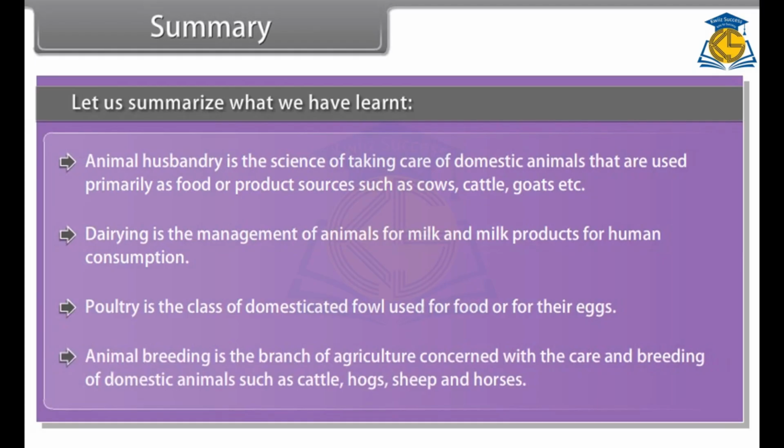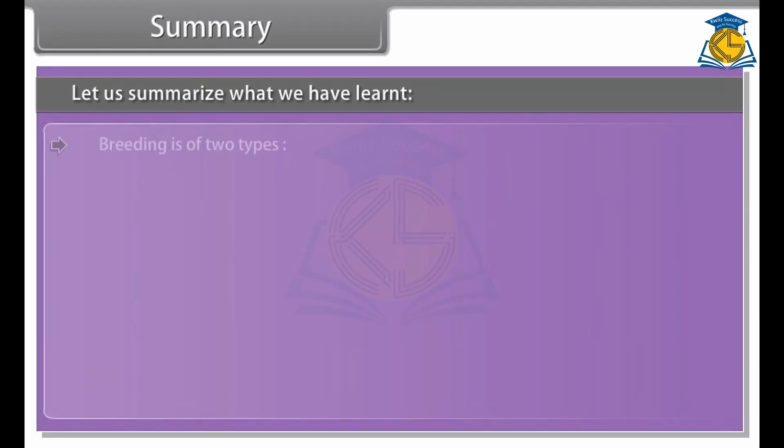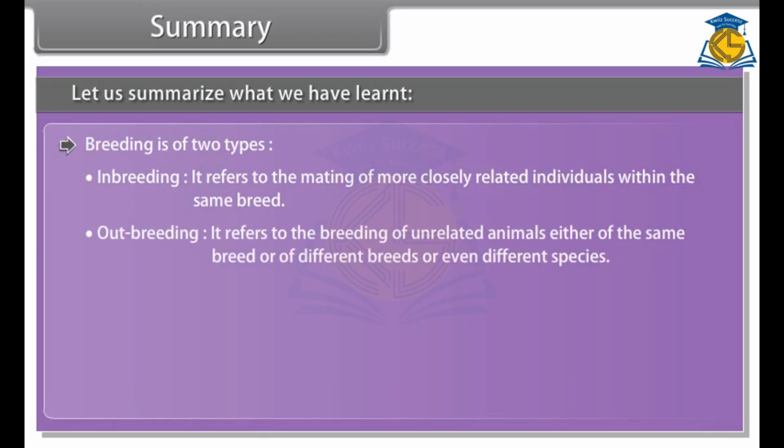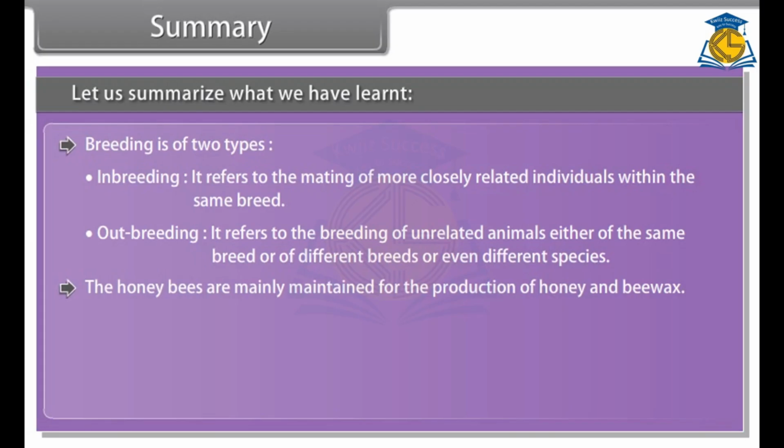Animal breeding is the branch of agriculture concerned with the care and breeding of domestic animals such as cattle, hogs, sheep and horses. Breeding is of two types. Inbreeding. It refers to the mating of more closely related individuals within the same breed. Outbreeding. It refers to the breeding of unrelated animals, either of the same breed or of different breeds or even different species. The honeybees are mainly maintained for the production of honey and bee wax.